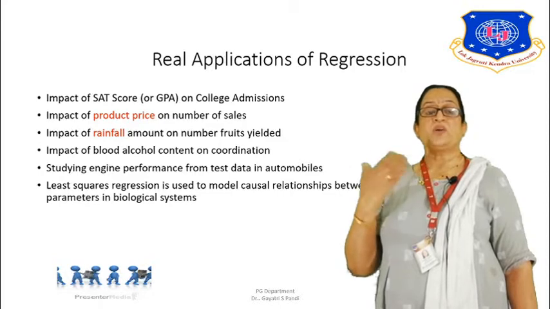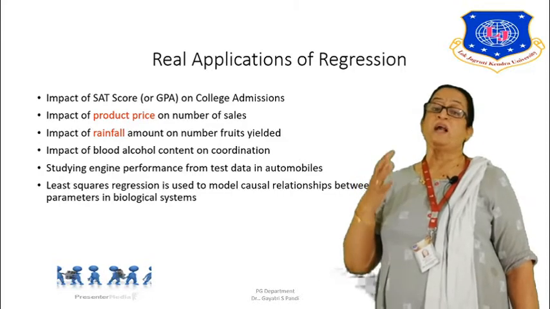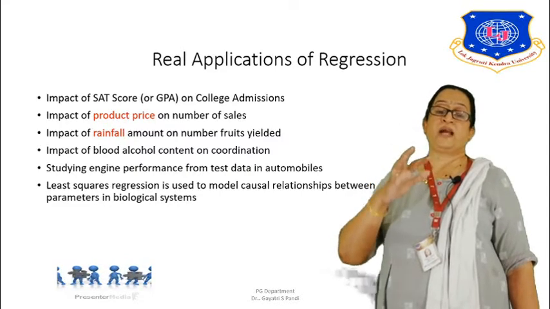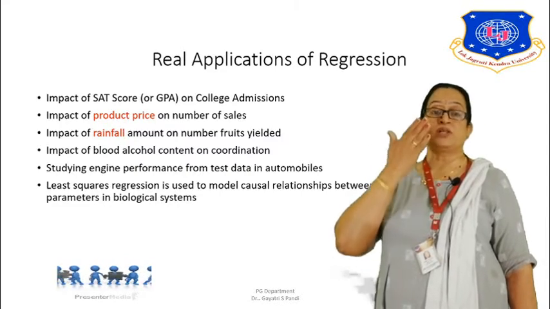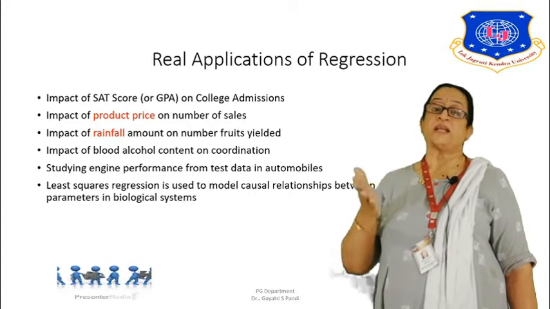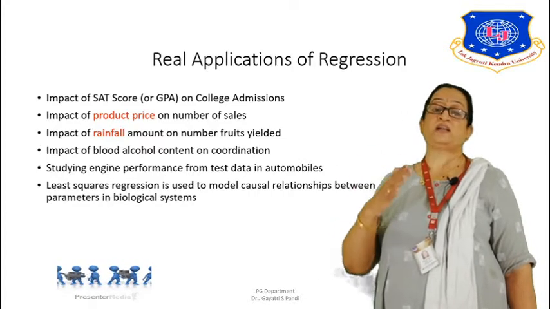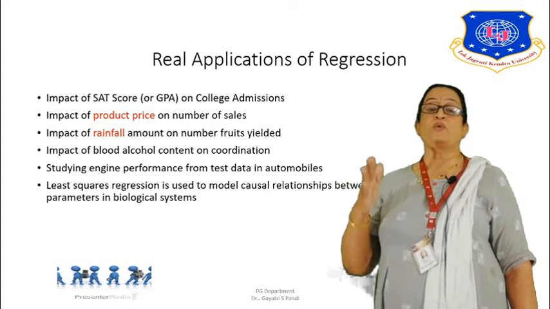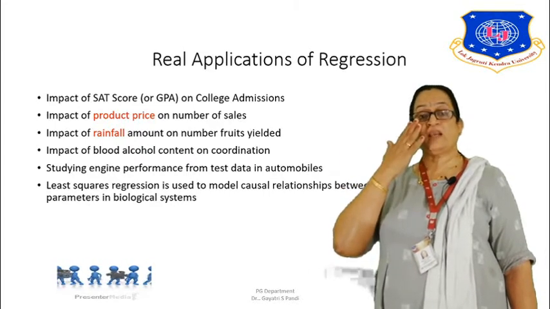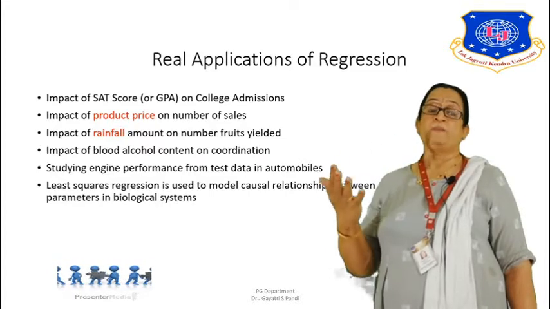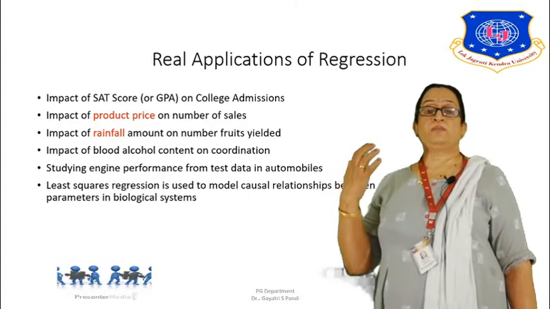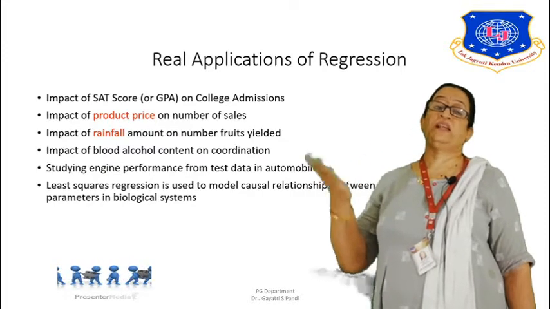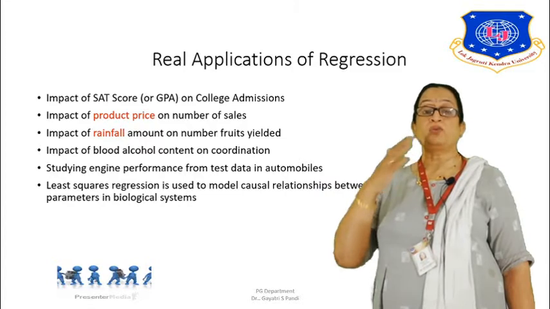Then the impact of product price on the number of sales. How many products were sold, what was the impact of that, and what should be the product price for future sales. So it is the impact of product price on the sales conducted in the past. Then the impact of rainfall on the number of fruits yielded. If there is heavy rainfall, at times it can affect the growth of the fruits, so that impact can be analyzed. Also very little rainfall can affect the growth of the fruits.